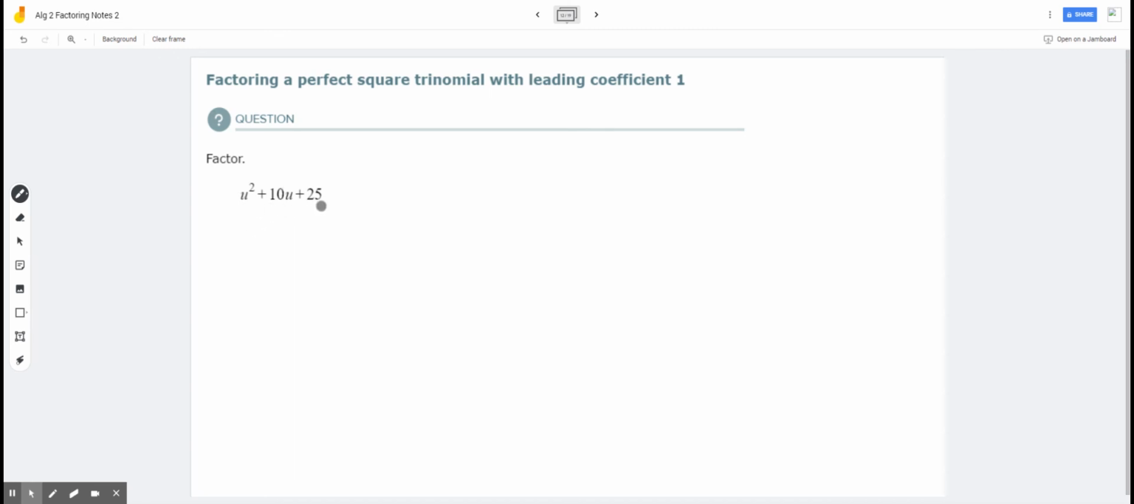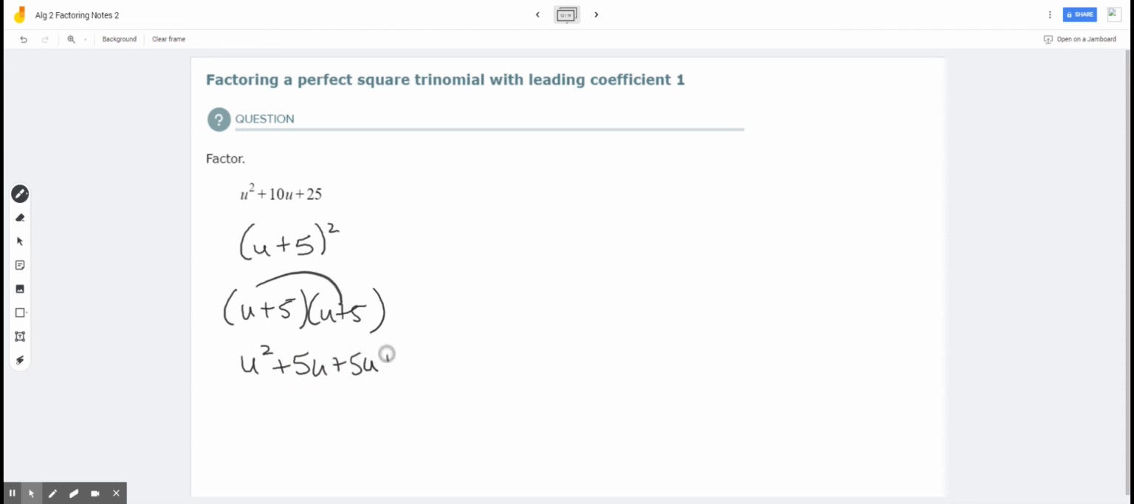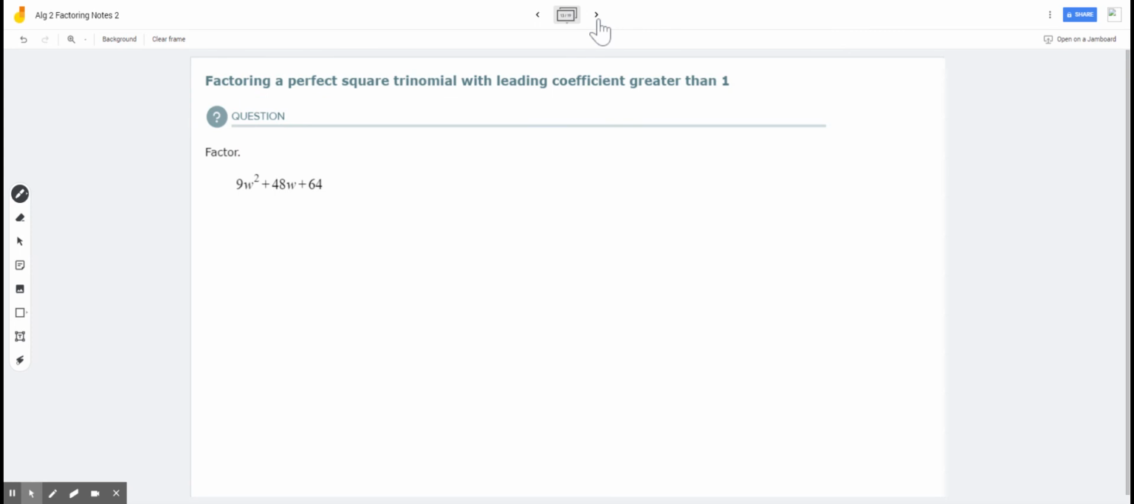Okay, 5 times u is 5u, times 2 is 10u. Yep, perfect square trinomial. (u plus 5) quantity squared. And if you wanted to check it, you could always check it by doing FOIL, okay? Yeah, we've done enough foiling today. You got this. All right.